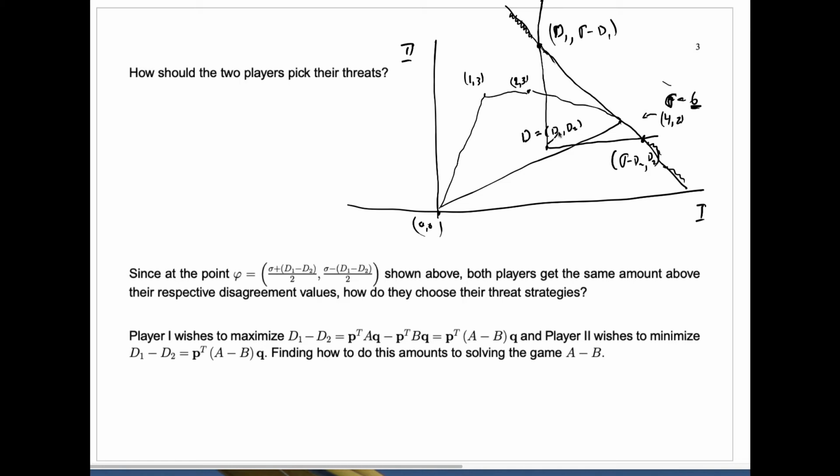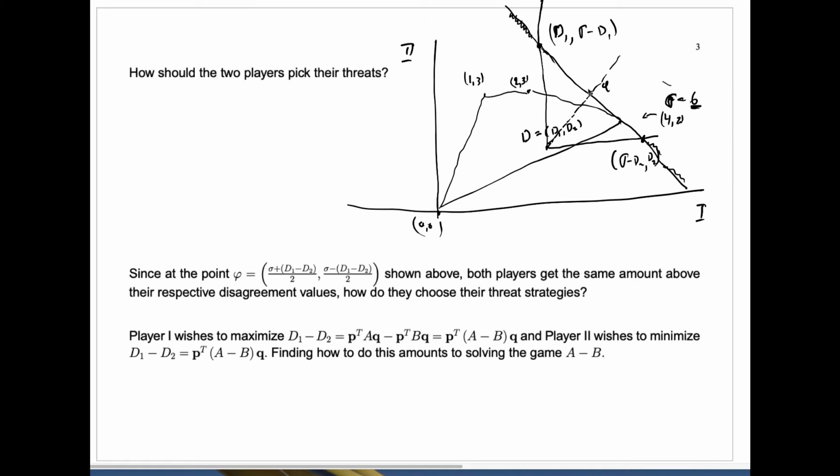Look at this line that makes a 45-degree angle with the horizontal and the vertical, and look where that intersects the feasible line. We're going to call that point phi. I claim at this point, if they decide to move towards this point, both players will receive the same amount above the amount they could achieve all alone. And that's one which I think both players could agree is reasonably fair.